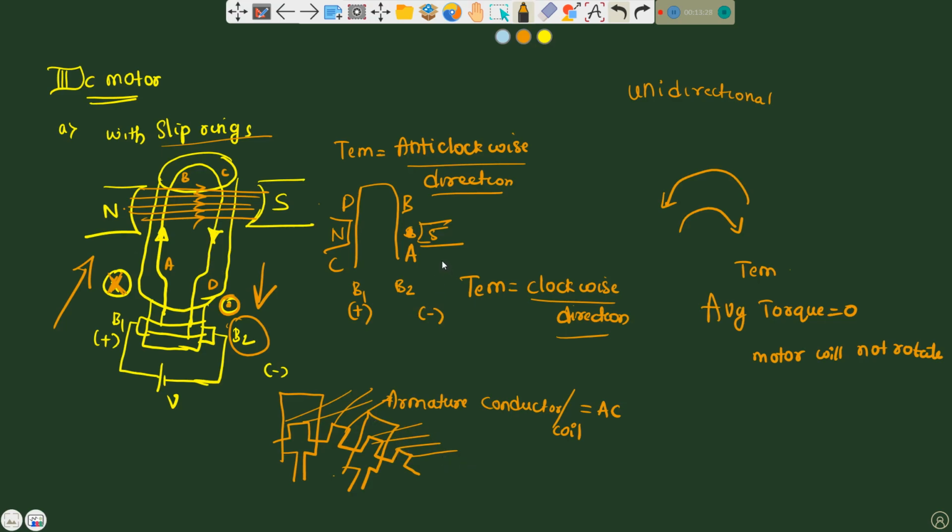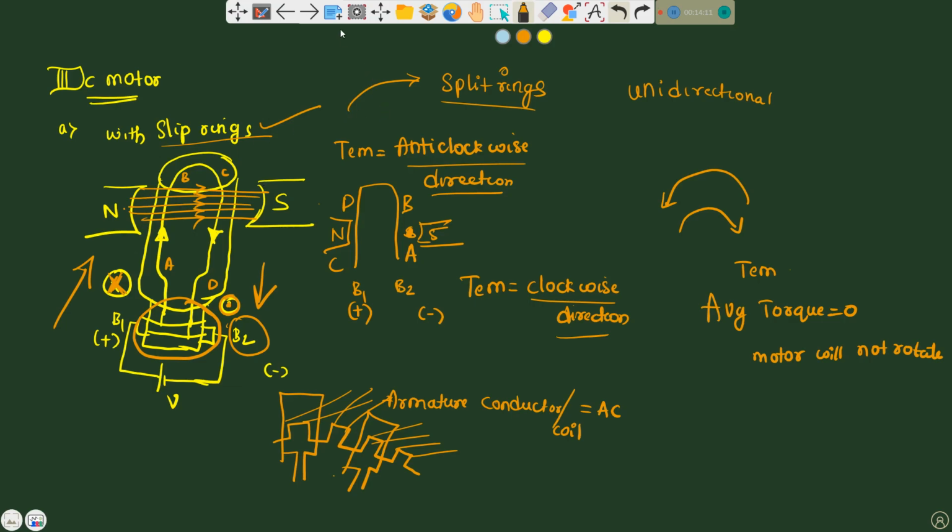So here what happens, every half rotation the direction of current should be reversed, means current should be AC in the armature conductor. This can be implemented by only replacing slip rings with split rings, or the commutator segment. Here this is the commutator segment. This should be removed with the help of split rings. So with the help of split rings, the current direction is from A to B and from C to D. Therefore electromagnetic torque is anti-clockwise direction as shown.